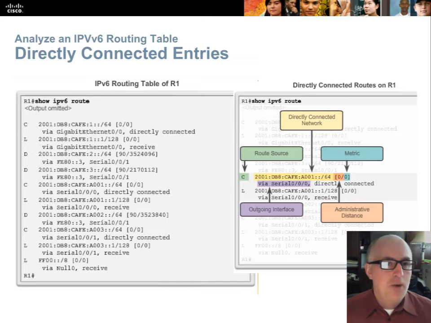And we can type show ipv6 route and look at our IPv6 routes. We can do the same kind of analysis of a routing table and dissection of the anatomy of a route that we did with IPv4. It has the same exact information.